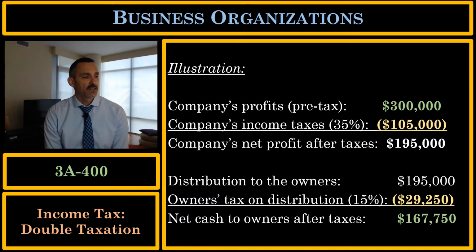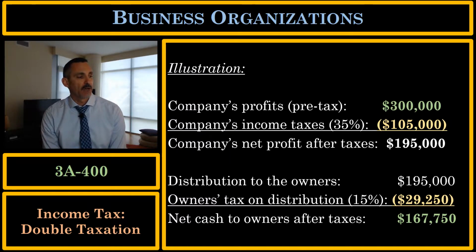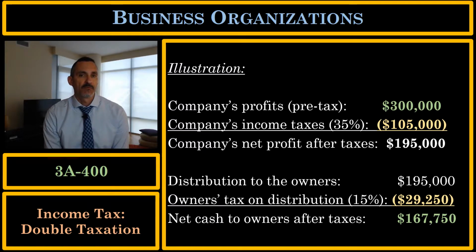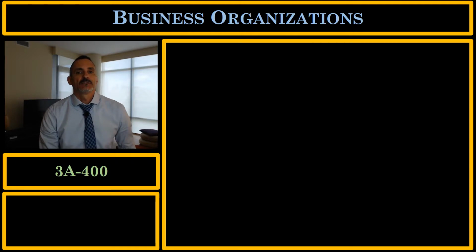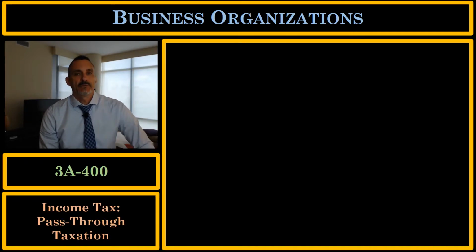So you can see the difference. If you look at the green at the top, our company's profits before taxes were $300,000, and then after two levels of taxation, taxation at the entity level and then taxation at the owner level, the owners were left with only a net of $167,000 and change.